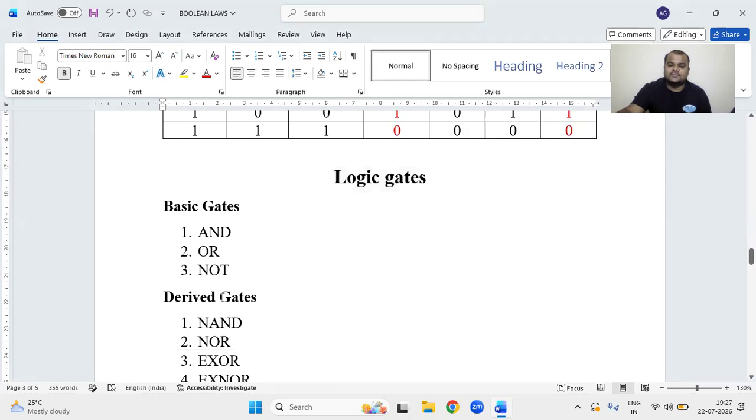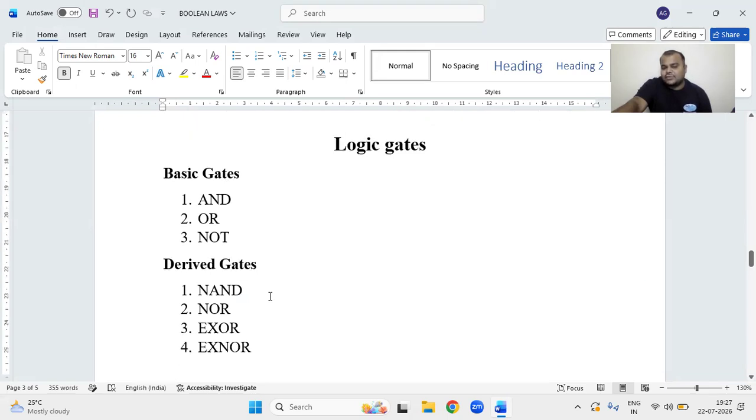In that, we have two types of logic gates. One is basic gates and another one is derived gates. What is the meaning of basic gates? It is also known as fundamental gates. They are AND, OR and NOT gate. AND is the multiplication, OR is addition, NOT is inverse, the complement. And derived gates refer to gates that are derived from the basic gates. Basic gates are independent, whereas derived gates are dependent on the basic gates.